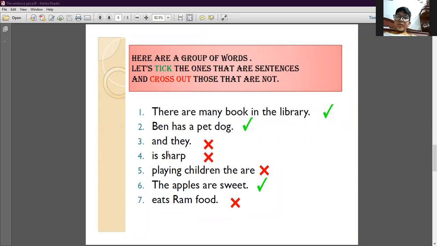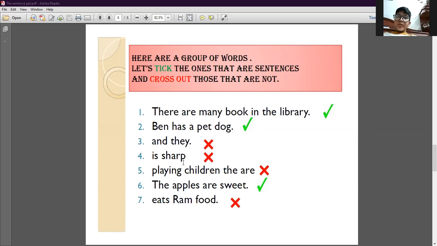Number three is here: And they. This is a group of words, but it does not have a complete sense, student. So that's why this is not a sentence. Number four is here: Is sharp. Is sharp. Have you understood? No. We didn't understand. So this is not a sentence, it does not convey its meaning, so that's why this is not a sentence.